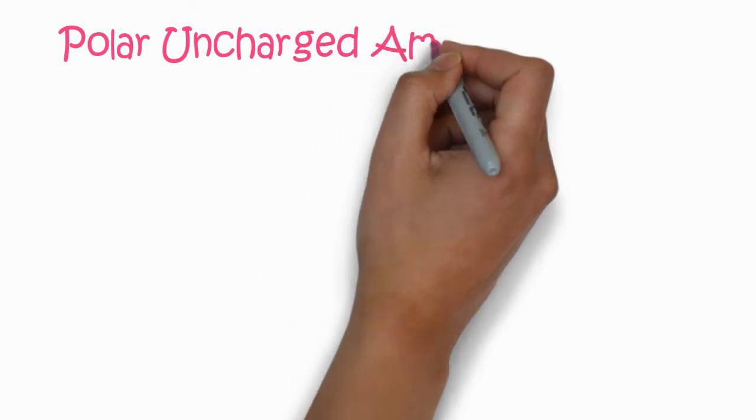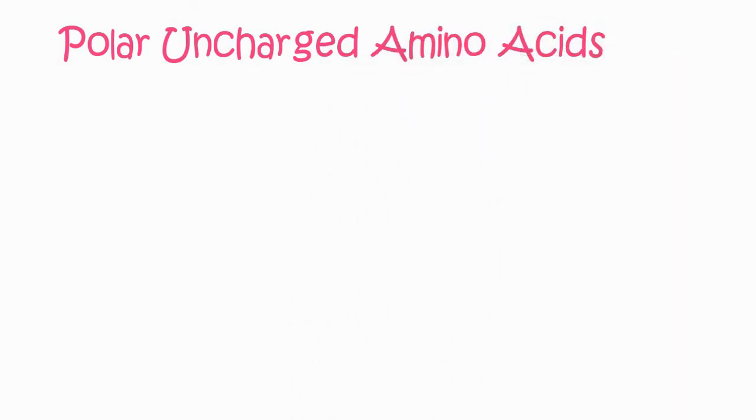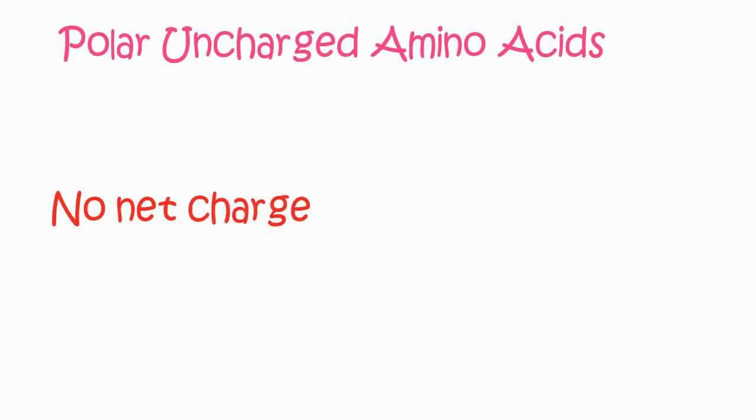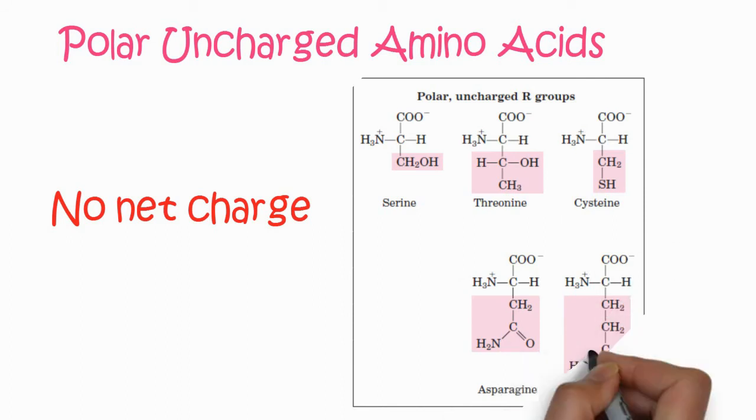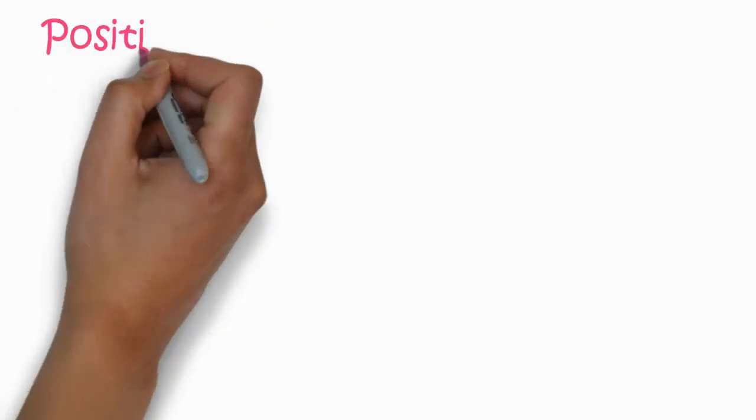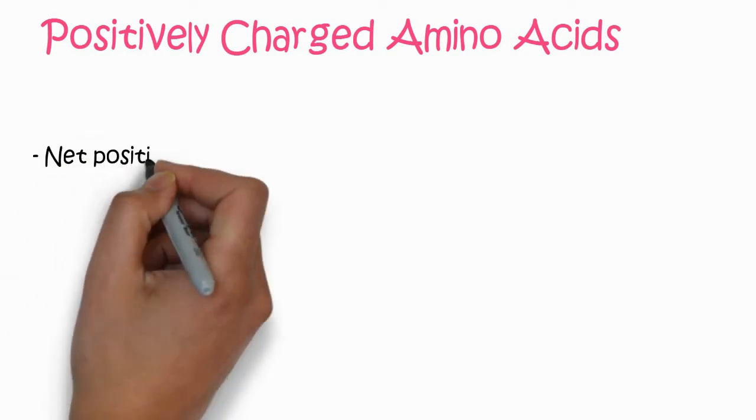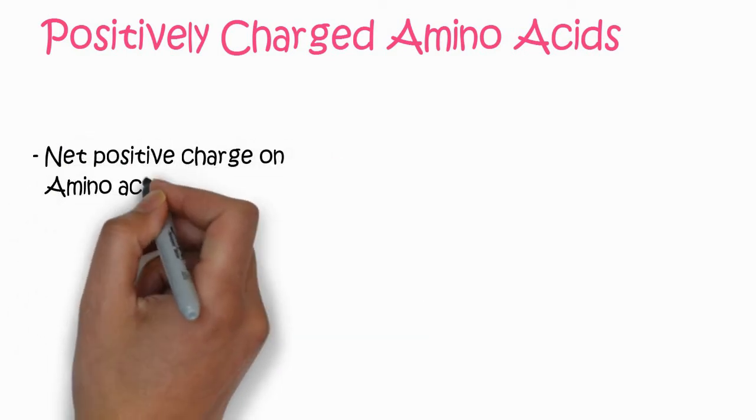The first class of the polar amino acids is polar uncharged amino acids. In this case, the R group is usually non-polar, so no net charge is present. Examples are serine, threonine, cysteine, asparagine, and glutamine. In this case, you can see here, serine and threonine are hydroxyl containing, while cysteine is a sulfur containing amino acid.